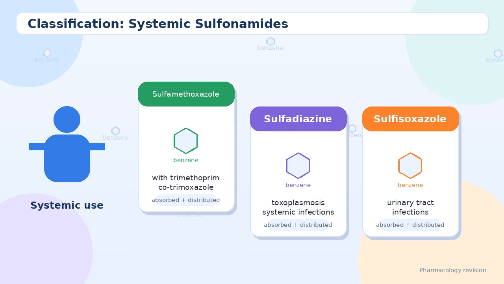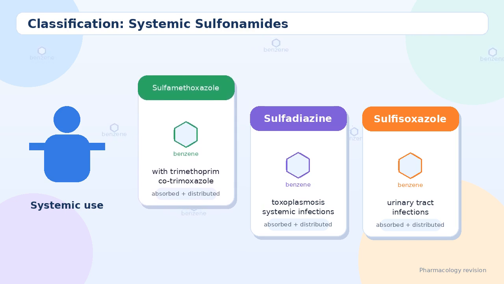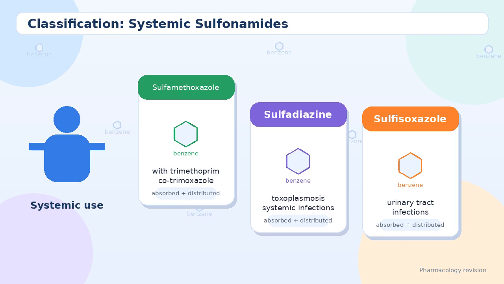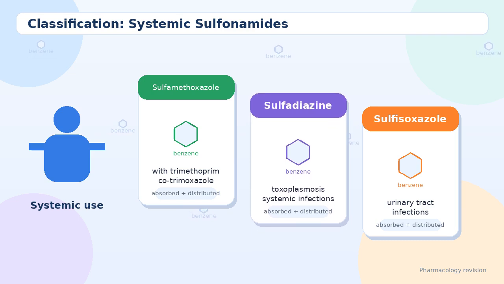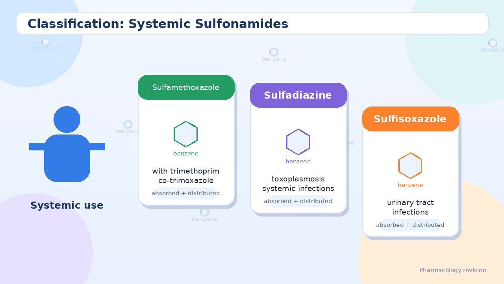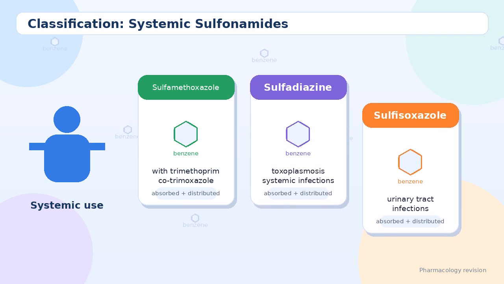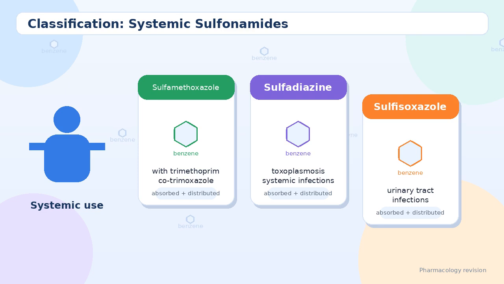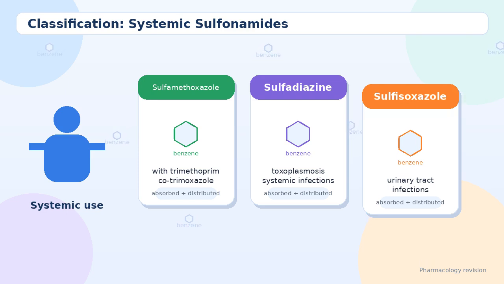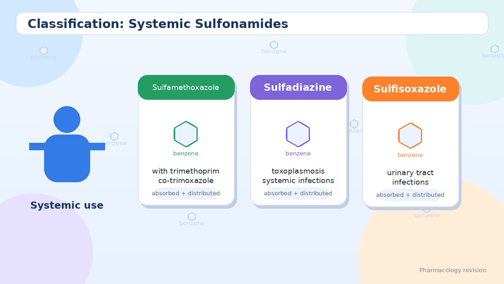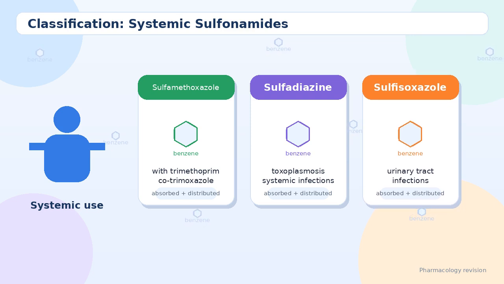Systemic sulfonamides are absorbed and distributed throughout the body, so they are used mainly for systemic infections. Examples include sulfomethoxazole, sulfadiazine, and sulfosoxazole. Sulfomethoxazole is commonly used with trimethoprim to form co-trimoxazole. Sulfadiazine is used in toxoplasmosis and other systemic infections. Sulfosoxazole can be used for urinary tract infections.